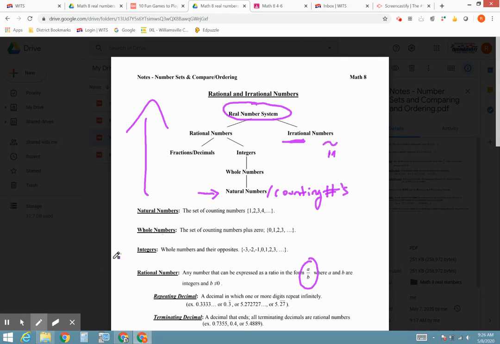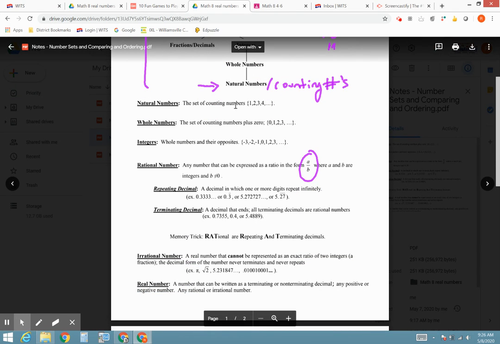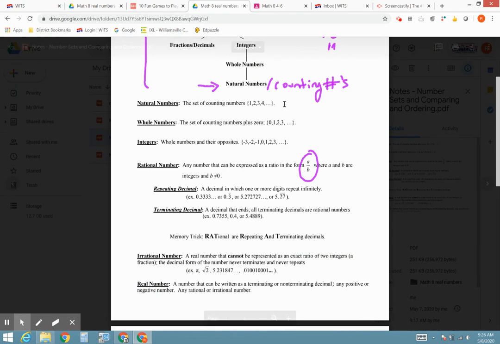So then all the sets are described. A natural number, like I said, is a counting number. That's 1, 2, 3, 4, 5, 6, 7, all the numbers you count with. The dot, dot, dot means it goes on forever. Then you have your whole numbers, which is all your natural numbers, plus the addition of 0. Normally when we count, we don't start with 0, we start with 1. So natural numbers start with 1. Whole numbers are all of the natural numbers plus the number 0.